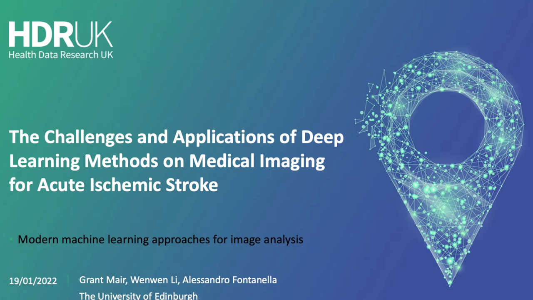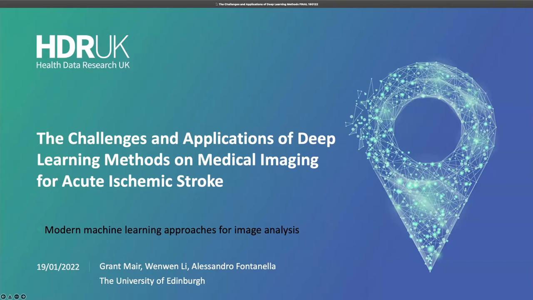My name is Grant Mair. I'm a neuroradiologist based at the University of Edinburgh and NHS Lothian. And myself and colleagues are going to talk to you today about our project, which has been looking at the challenges and applications of using deep learning methods on medical imaging for acute ischemic stroke. And this is part of the Modern Machine Learning Approaches for Image Analysis program.